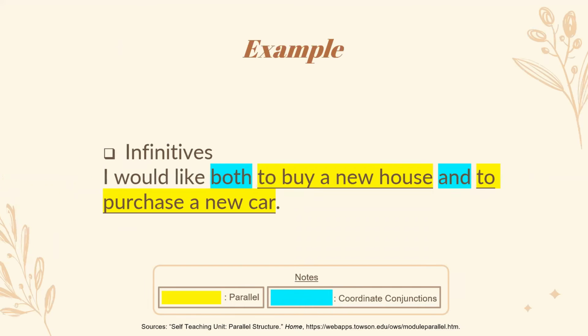Next, this is the infinitive level. We use the paired conjunction both, paired with and. So don't forget, if we talk about infinitives, it starts with "to". So this is parallel: to buy a new house and to purchase a new car. And this is the paired conjunction, both...and. So this can be said to be parallel.